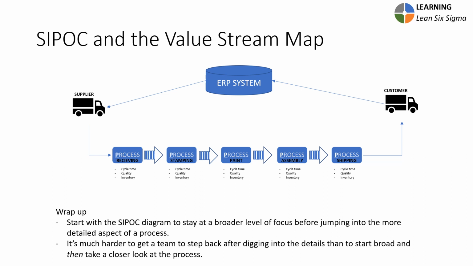So just to wrap up this module, I recommend, and I typically, for myself, start with the SIPOC diagram with the team just to keep the team focused at that broad level. It's much, much easier to zoom in and get to the detail than the latter, and have a team wanting to talk about the 30 or 40 steps, and we get so bogged down in analysis paralysis, and then it gets very hard for the team to zoom back out.